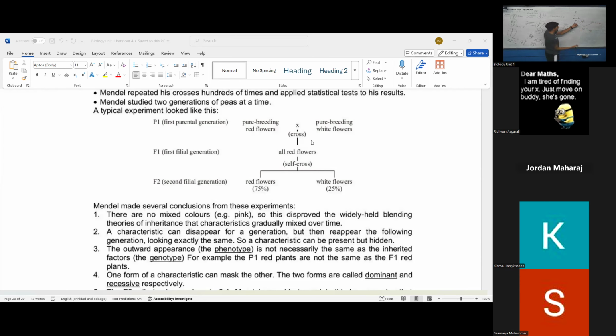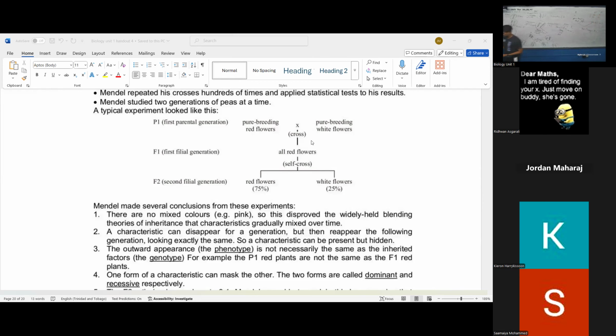And we know if we cross a homozygous dominant with a homozygous recessive, what will be the genetic combination for all the F1 offspring? If you do the Punnett square, you get it. The first generation only contains red flowers.